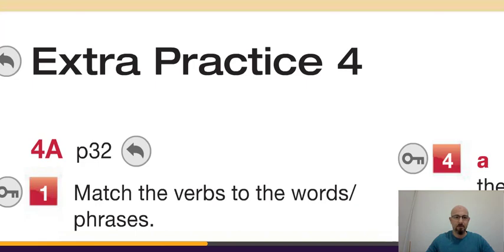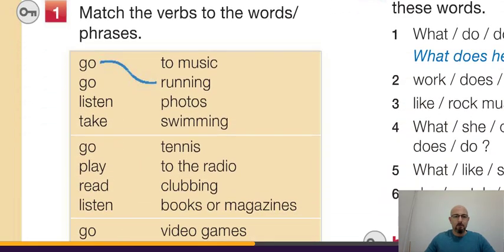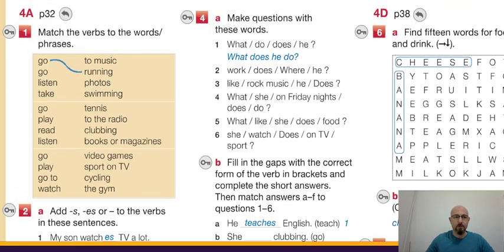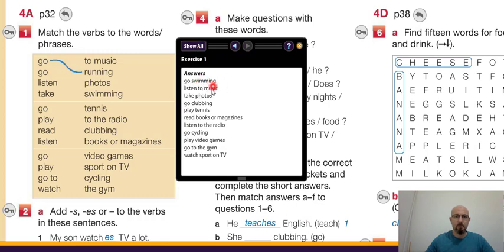Okay, then let's go to question number 1. In question number 1, we say match the verbs to the words or phrases. They say go running. Okay, let's put the answer here. Go swimming, listen to music, take photos, go clubbing, play tennis, read books or magazines, listen to the radio, go cycling, play video games, go to the gym, watch sport on TV. Okay, you can write the answer.